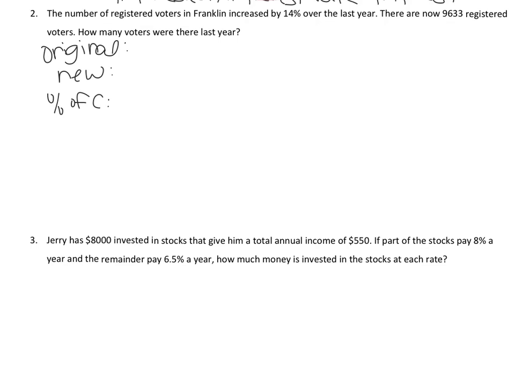And let's go back and see what parts of these I know, and then whatever one I don't know, that's what I'm trying to find. So the easiest one to pick out is percent of change. Was I given a percent? Yeah, I was given 14% as my percent of change.